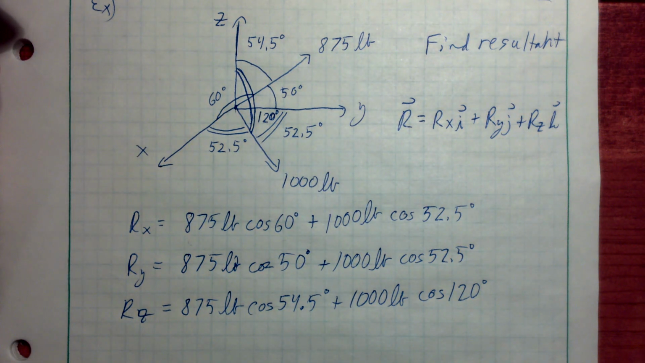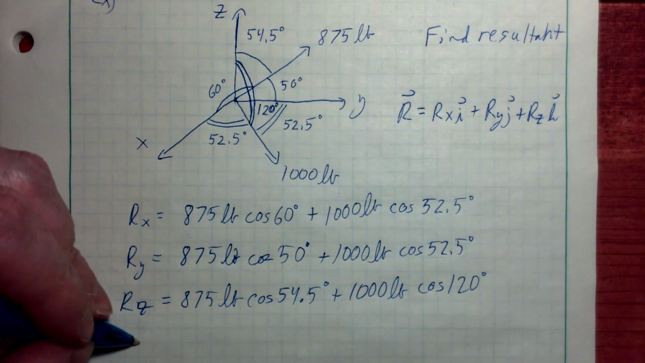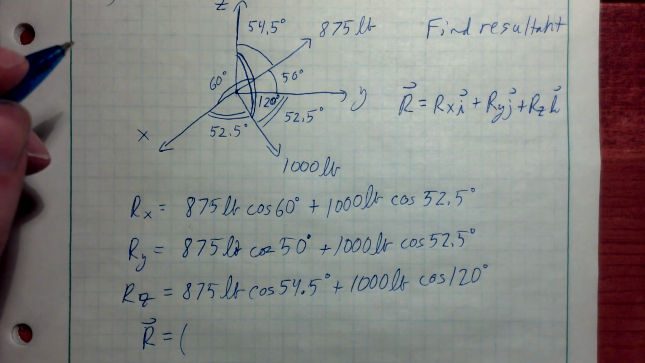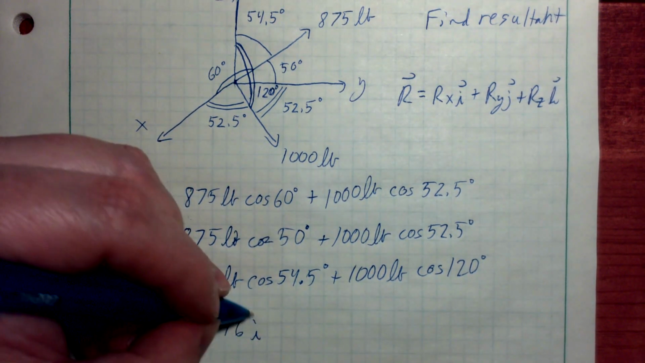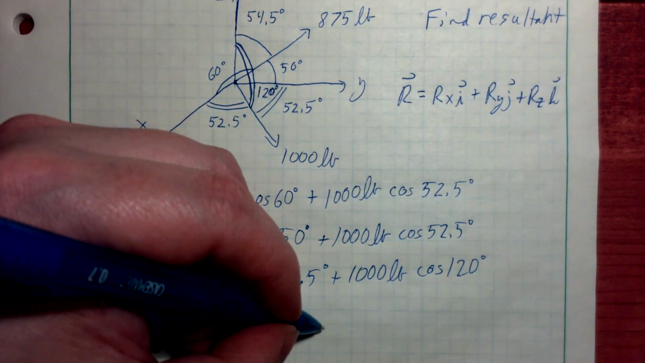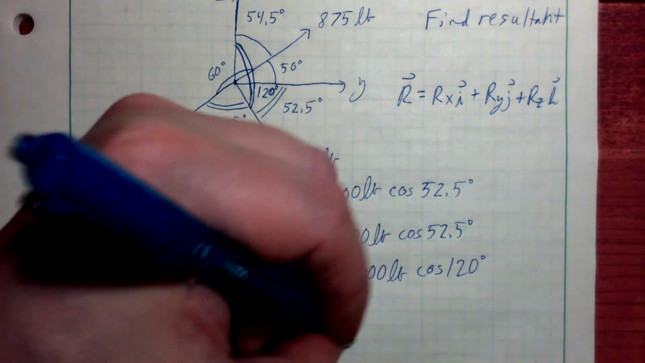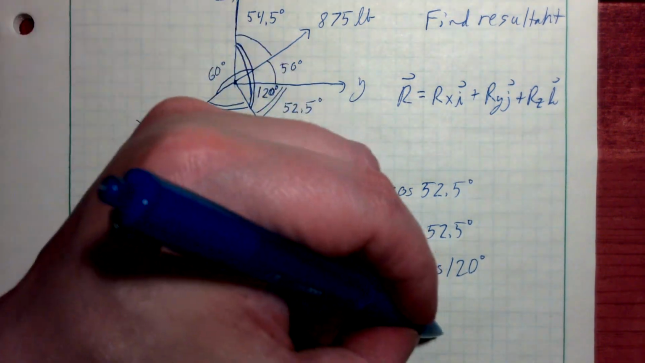All right, I'm going to let you run these through your calculator. I want you to pause here, run these through your calculator, and let's see what you get. Okay, you got something? Awesome. So R, the resultant vector, I'm just going to give its x, y, z components. That's going to be 1,046 in the i direction plus 1,171 in the j direction plus 8.1 in the k direction. And these are all pounds.